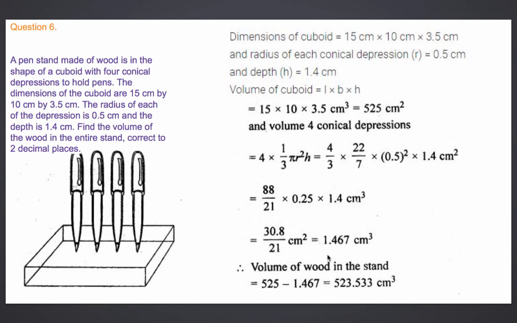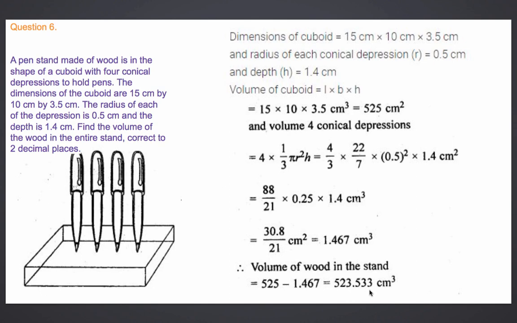What is taken out from that wooden stand? This much volume of the 4 conical depressions, because here we do not have to fill the wood, we want the depressions only, so this much will be taken out. Volume of wood in the stand will be the total volume of the cuboid minus the volume of the depressions. So we get approximately this much. You can give your answer correct to 2 decimal places, students.